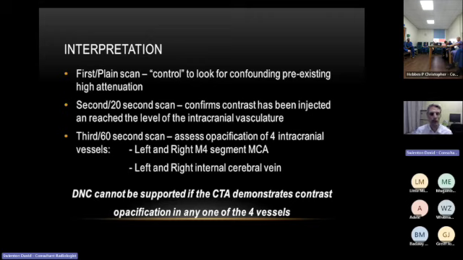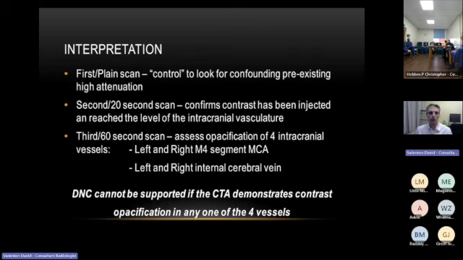The third scan, done at 60 seconds, is the scan on which you do the assessment for opacification of intracranial vasculature. The protocol arrived at by consensus is this four vessel protocol. You look at the distal cortical segments of the middle cerebral arteries, left and right, and you look at the left and right internal cerebral veins, and each one of those is given a point out of 4. If you have opacification of any single one of those, you cannot support the diagnosis of death with neurological criteria.